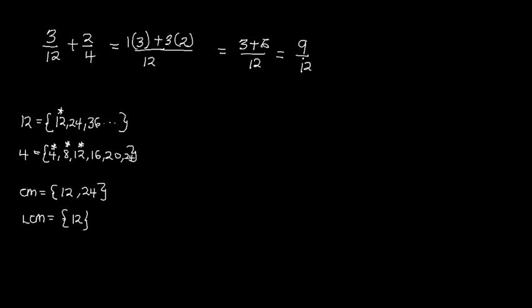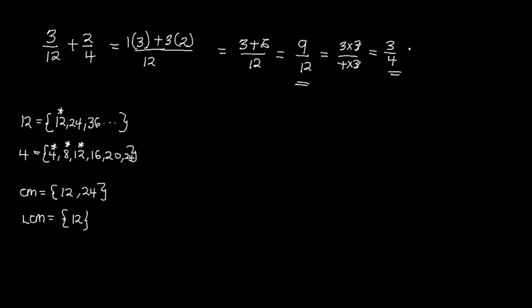Okay, so we now have 9 over 12, and we can break this down to get a simpler answer. So we know 3 times 3 will give us 9, and we know 4 times 3 will give us 12. This cancels this, and then we have 3 over 4 as our answer. You can leave your answer as 9 over 12, but it's preferable if you simplify it and get 3 over 4 as your final answer. So our final answer over here is 3 over 4.